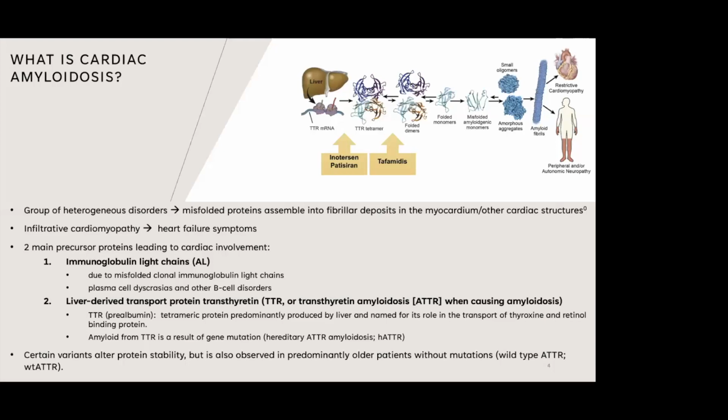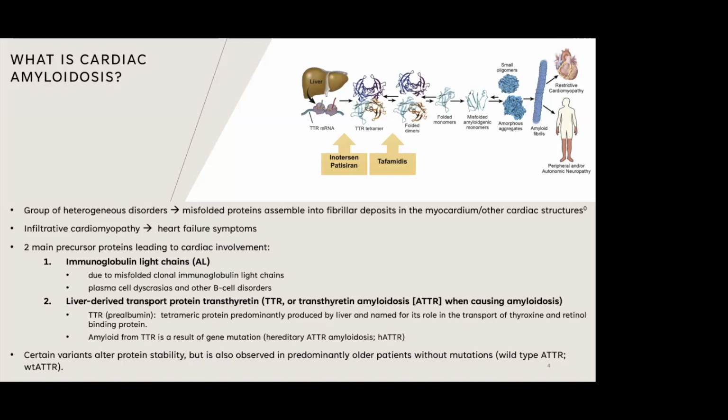So to start off, what is cardiac amyloid? It's essentially a group of heterogeneous disorders in which we have these misfolded proteins that deposit into the myocardium, other cardiac structures, and elsewhere in the body, such as our neurological system as well. From a cardiac perspective, they cause an infiltrative cardiomyopathy that manifests as heart failure symptoms. And this can be both left-sided and right-sided heart failure.